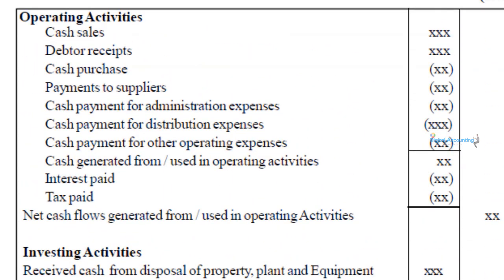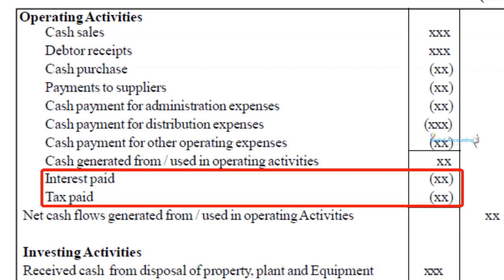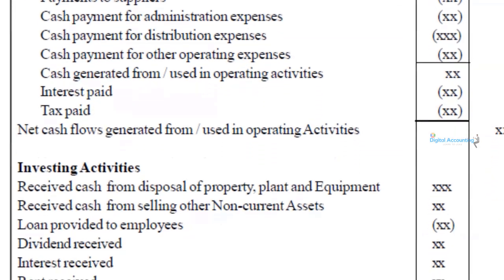Operating activities are the principal revenue producing activities of the business, further adjusted to deduct interest paid and tax paid in the year to arrive at net cash flow from operation. Here, students note that net cash flow from operating activities can be calculated using either the direct or indirect method.